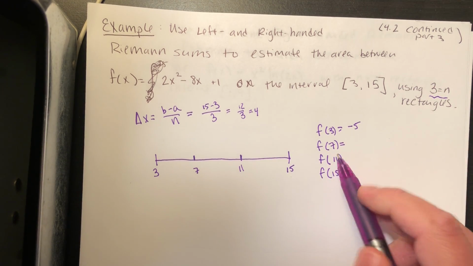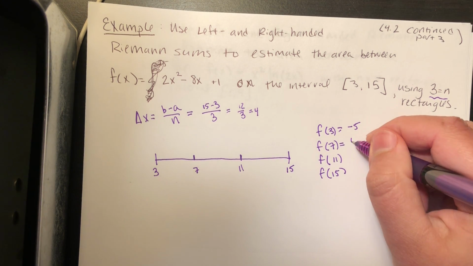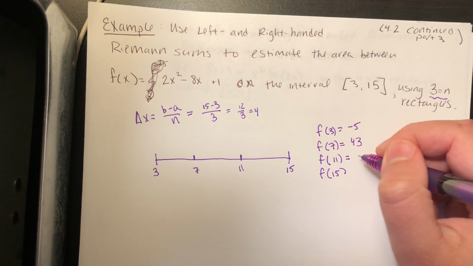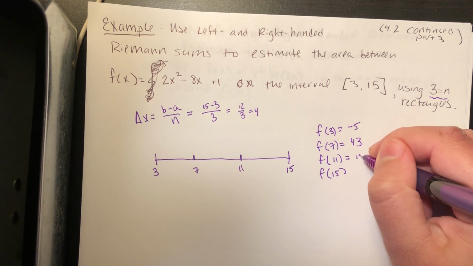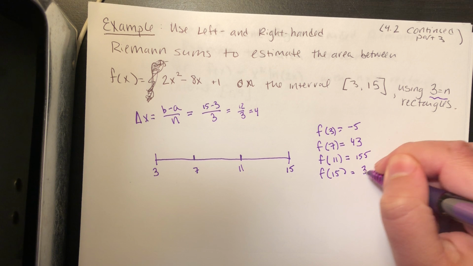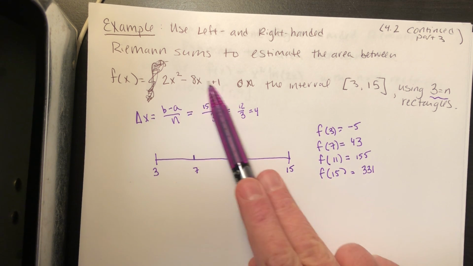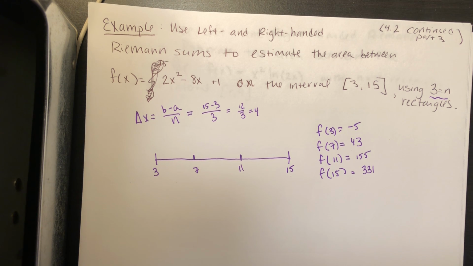And similarly, I plug in 7 into this function. I get an output of 43. If I plug in 11, I get an output of 155. And if I plug in 15, I get an output of 331. Unless you think I'm really good at doing math in my head, I am not. I'm looking at the answers on a piece of paper. So you'd have to actually plug these in and do the computations yourself.